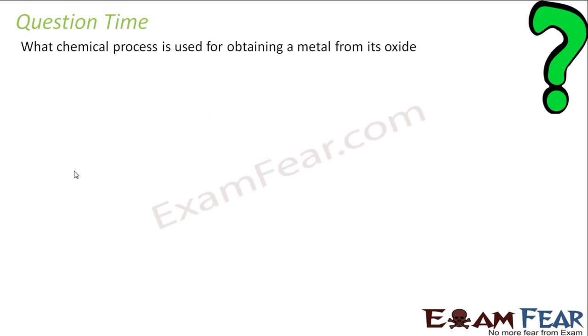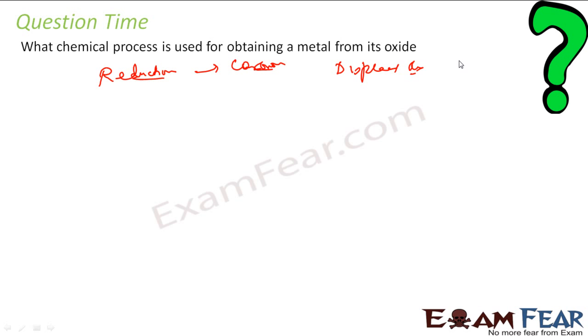What chemical process is used in obtaining a metal from its oxide? So we use reduction. Reduction is used to obtain metal from its oxide. Sometimes carbon is used as a reducing agent. Sometimes other metals are used, in which case we use a displacement reaction. And sometimes we use electrolysis, I mean, from the oxide we get the metal using electrolysis.